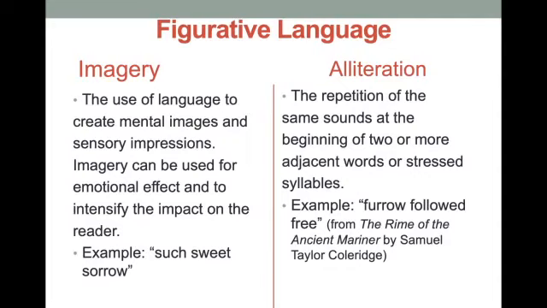Alliteration is the repetition of the same sounds at the beginning of two or more adjacent words or stressed syllables. So when we take a look at alliteration, it has to be a consonant sound and it has to be at the beginning of your word. For example, from The Rime of the Ancient Mariner, we would have "furrow followed free." The F sounds at the beginnings of those words create an alliteration.